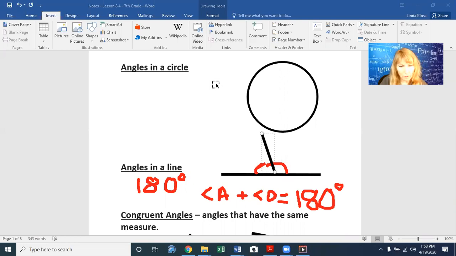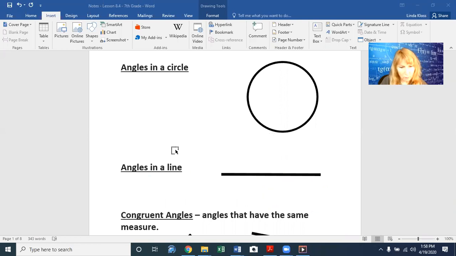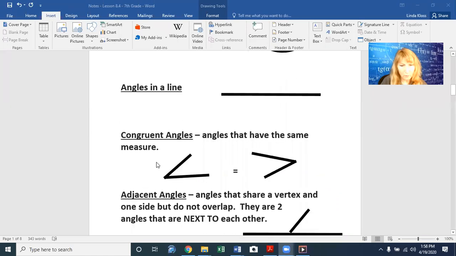Okay, let's do some more definitions. Let's move up to congruent angles.